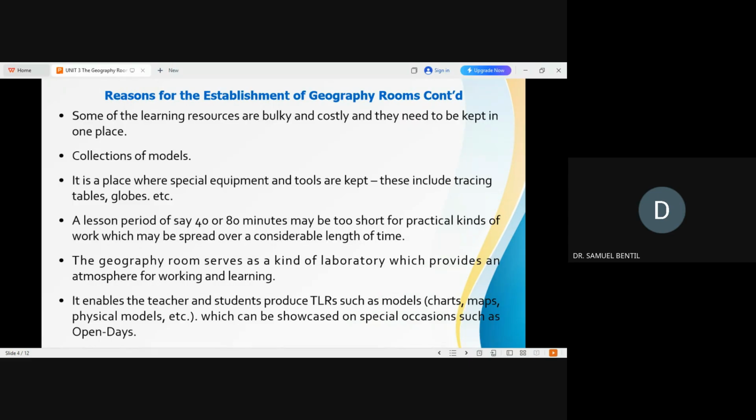Yeah, I said. What do you say, sir? Sorry. Please, doctor. Can you also term the geography room as a geography lab? Oh, that's what I even said at first. Yes. Okay. Thank you, sir.